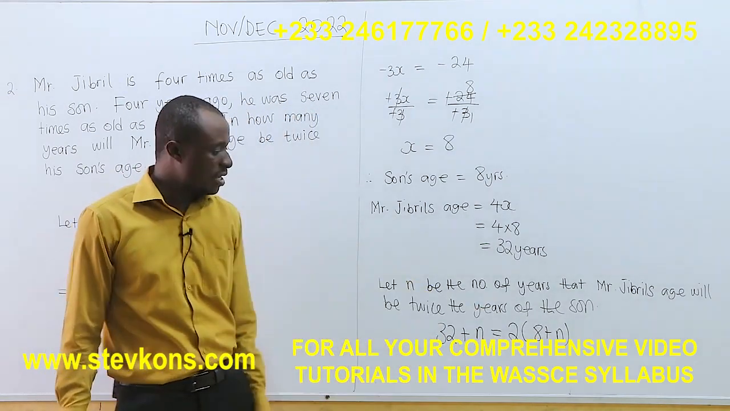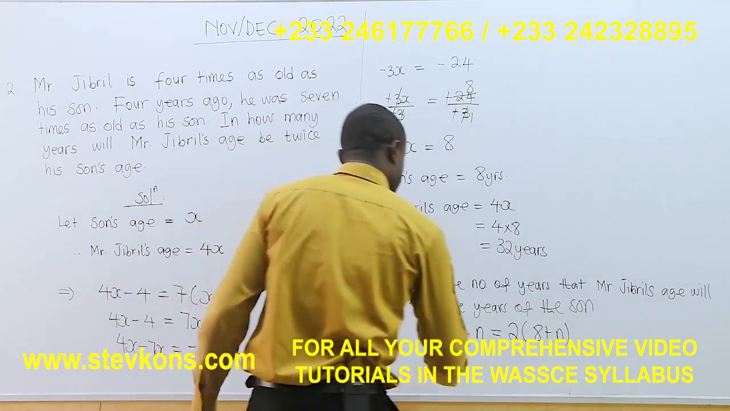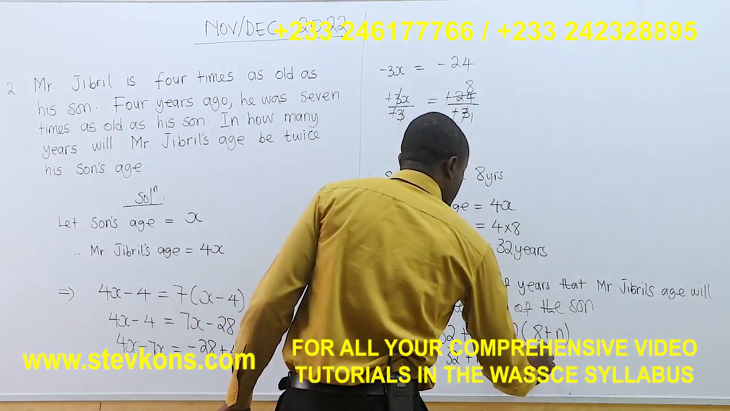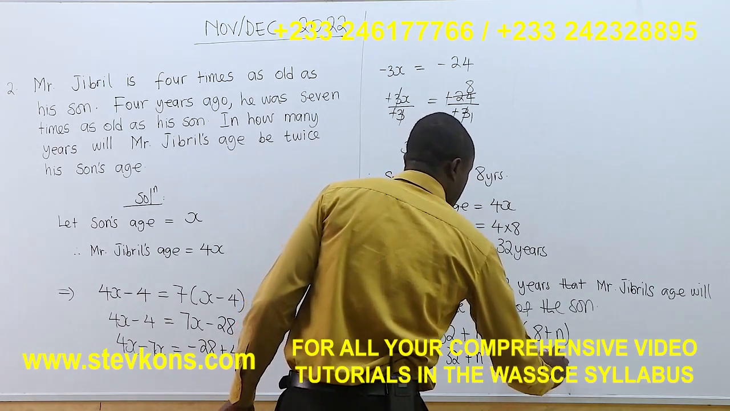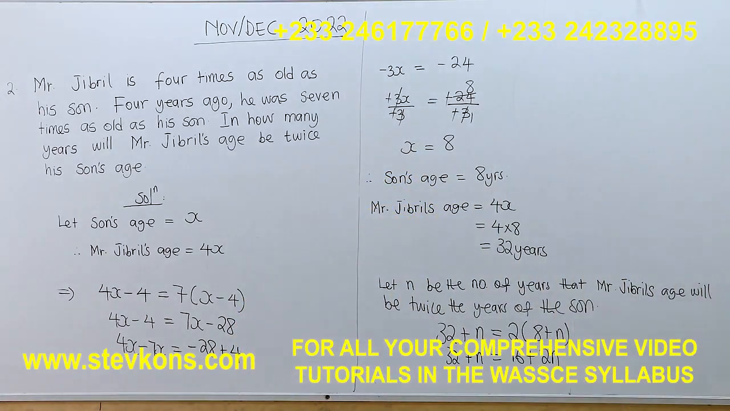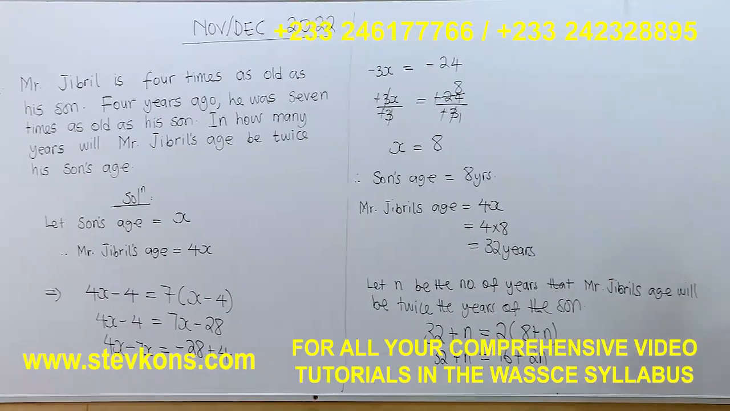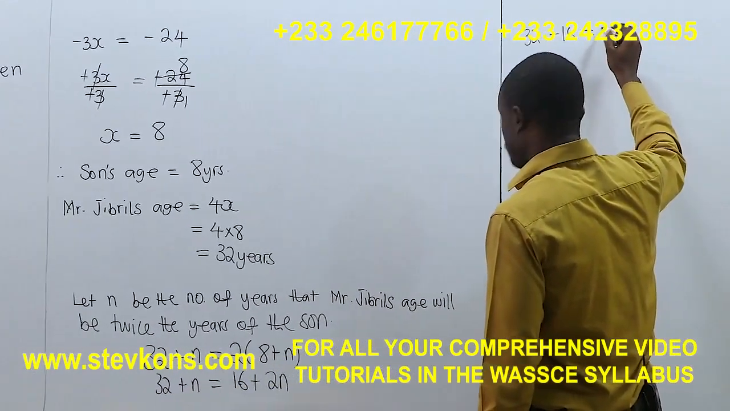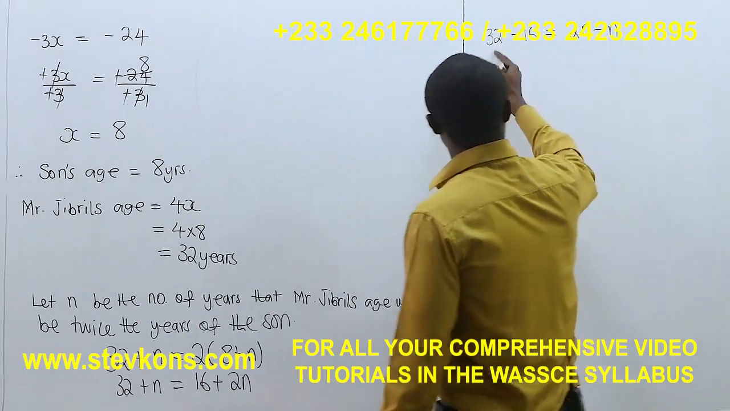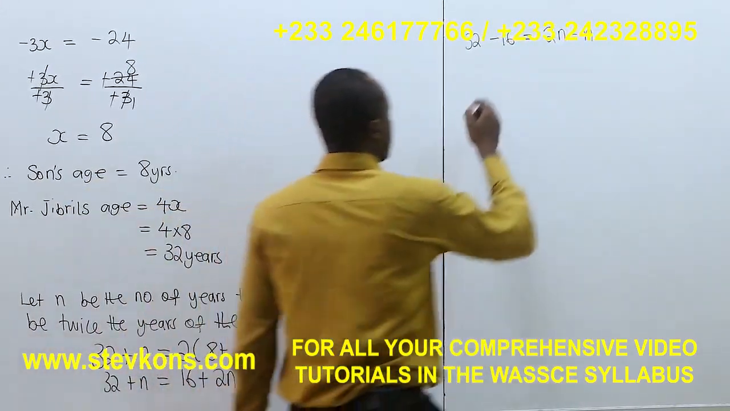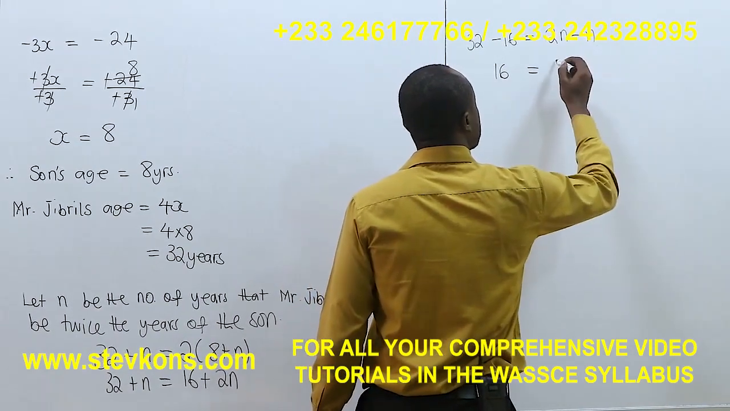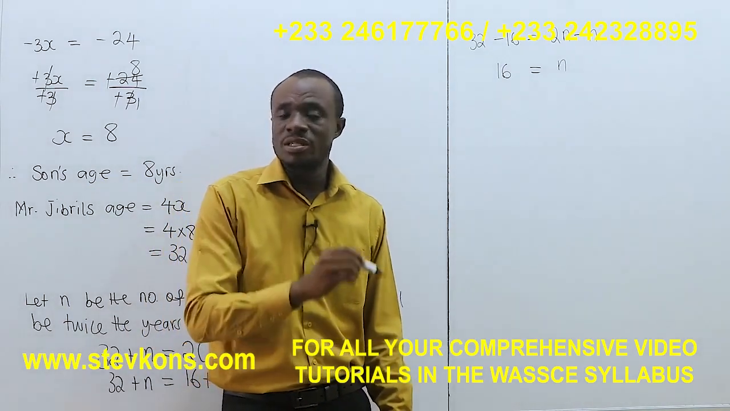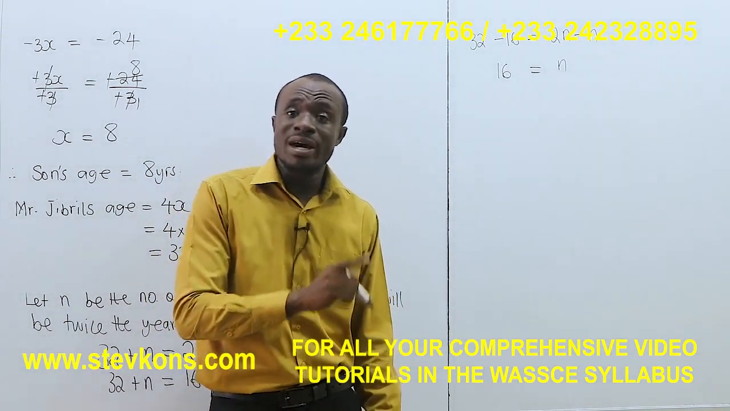I want to find N over here. So let's expand using the distributive property. So you have 32 plus N, 2 times 8, 16, 2 times N, that is 2N. Let's group like terms. So 16 goes here and N will come here. So we have 32 minus 16 equal to 2N minus N. 32 minus 16, clearly this is equal to 16. 2N minus N is equal to N. So it means that in 16 years, Mr. Jibril's age will be twice the age of his son.